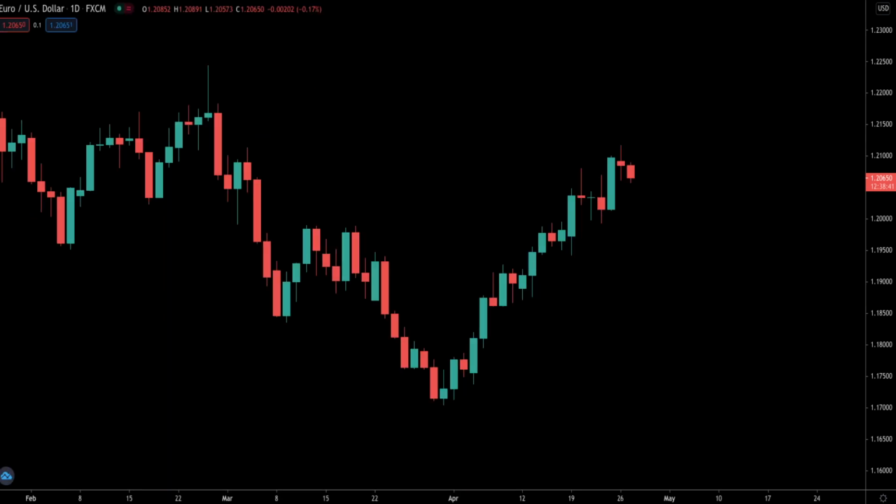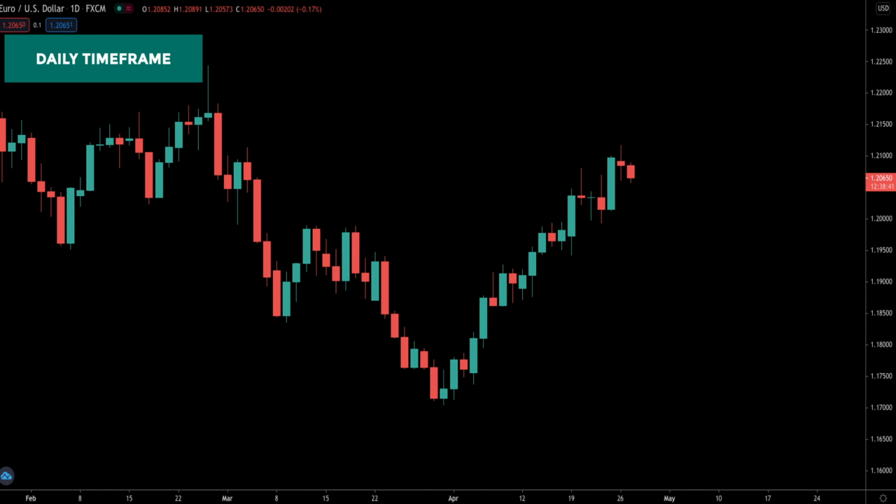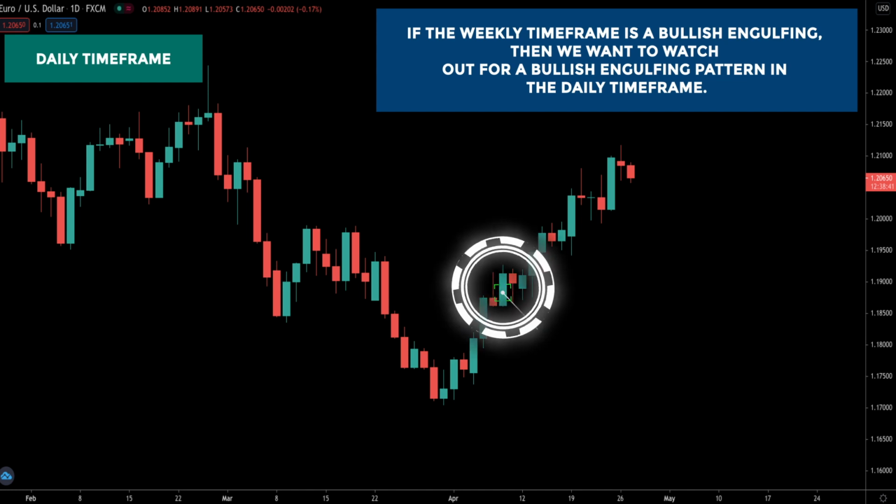Step number 2, switch over to the daily time frame. And we repeat the same thing. Look for an engulfing pattern. Now obviously, if the weekly time frame is a bullish engulfing, then we want to watch for a bullish engulfing candle in the daily time frame. We want to align ourselves with the higher time frame. Do not start looking for bearish engulfing patterns. If you see one, just be patient and wait for a bullish engulfing pattern to occur.